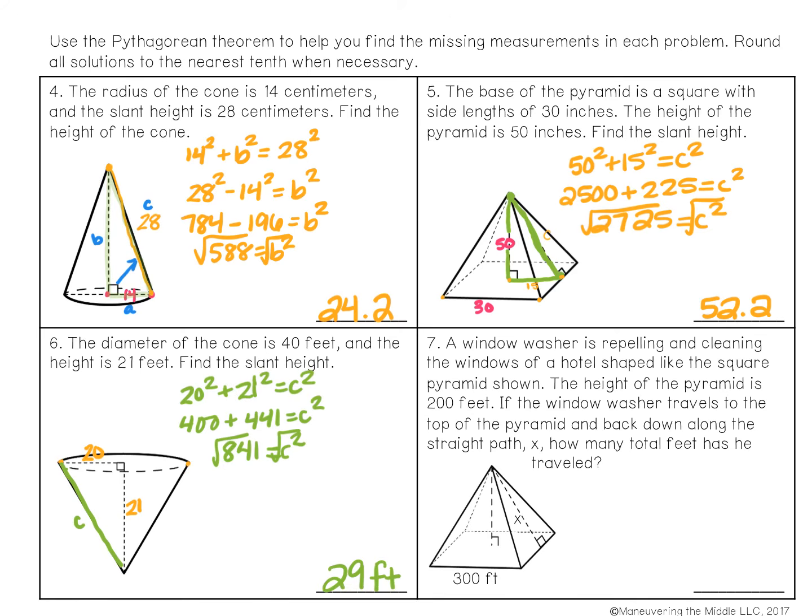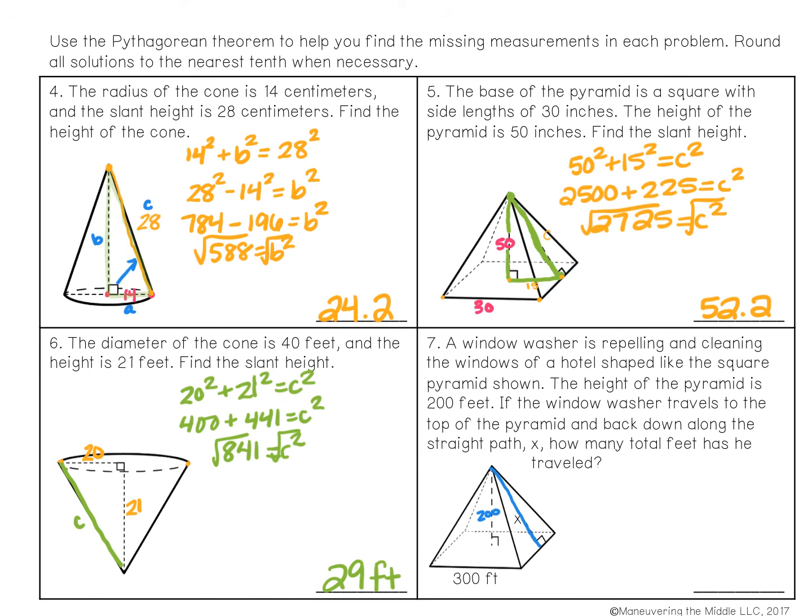This last one is a little bit of a multi-step problem. A window washer is rappelling and cleaning the windows of a hotel shaped like the square pyramid shown. The height of the pyramid is 200 feet. If the window washer travels to the top of the pyramid and back down along the straight path X, or the slant height, how many total feet has he traveled?